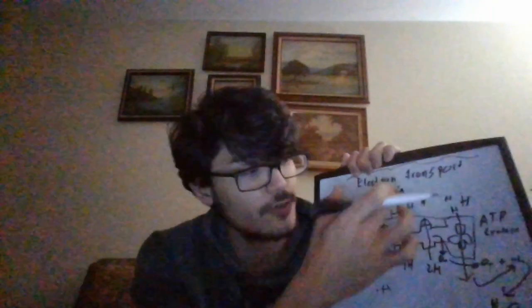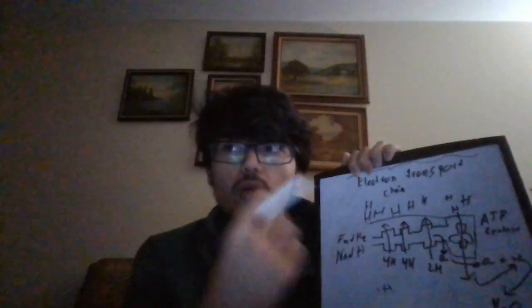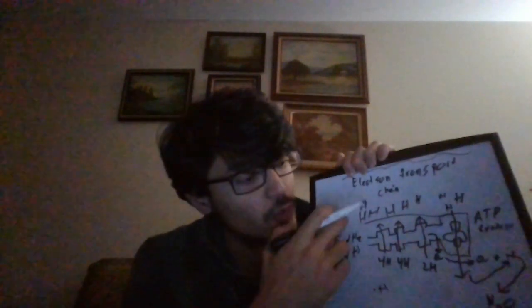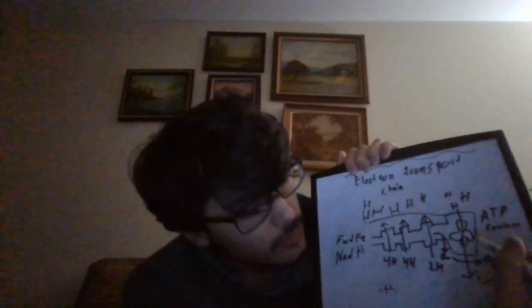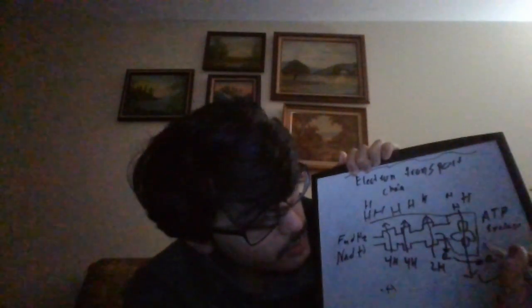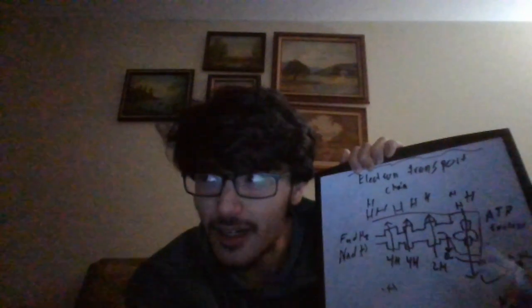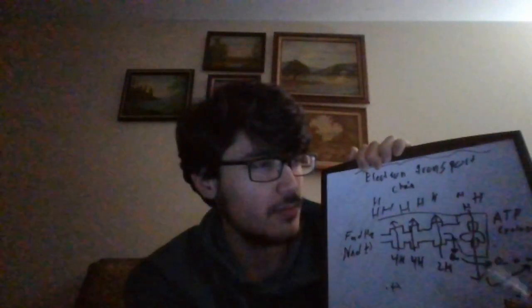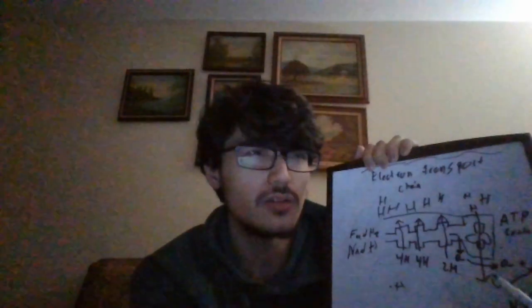So once we establish this gradient, we now want to bring those hydrogen back in. Those hydrogen want to come back in naturally because things want to flow from high to low. However, we use that to our advantage. We use the natural tendency of hydrogen to flow from high to low. And another complex machine, I don't know the exact word I'm looking for, but another part of the membrane is called ATP synthase.